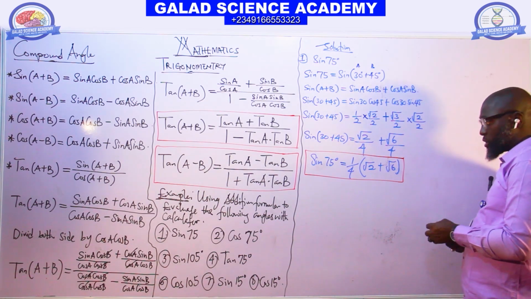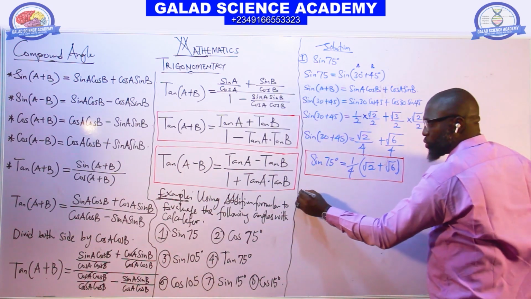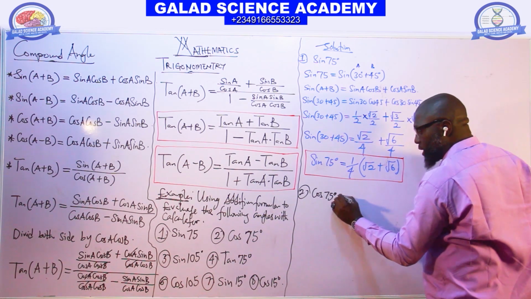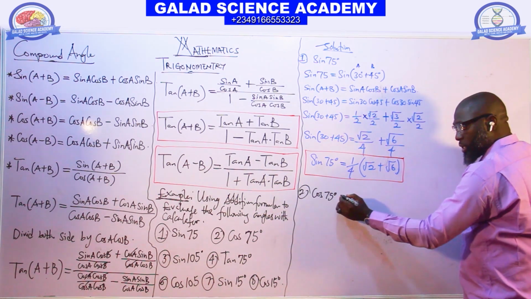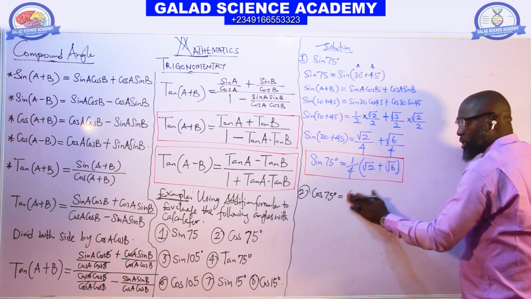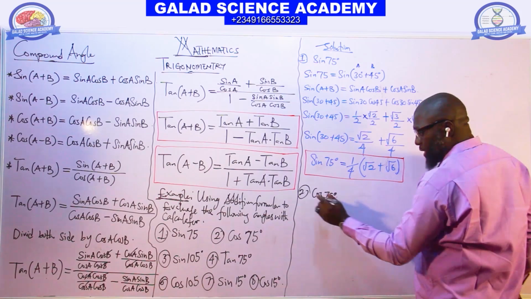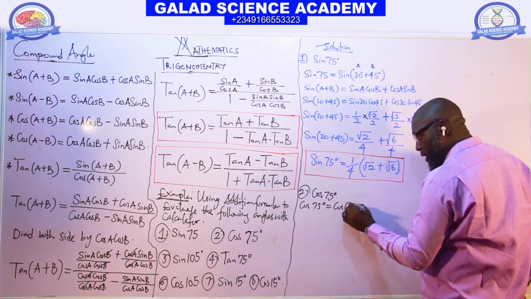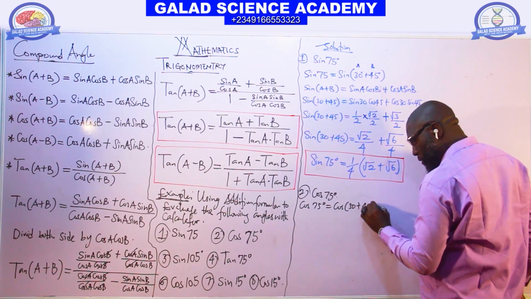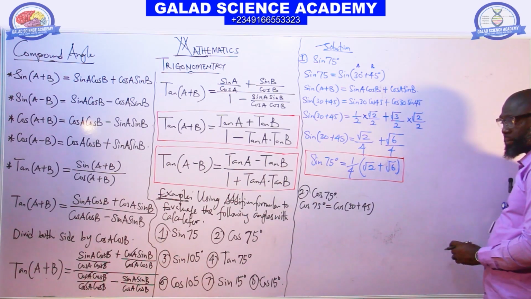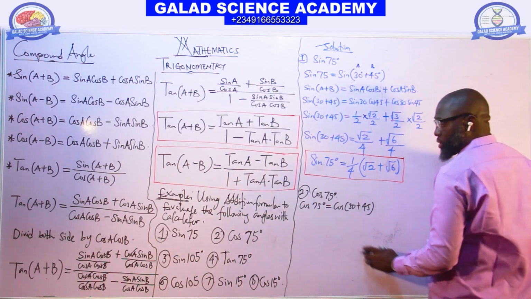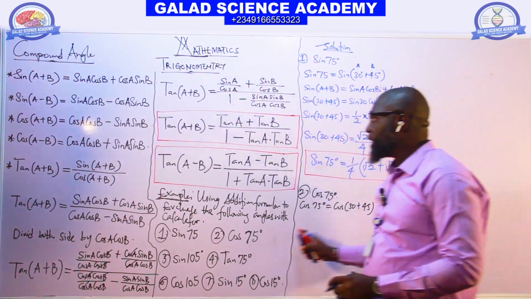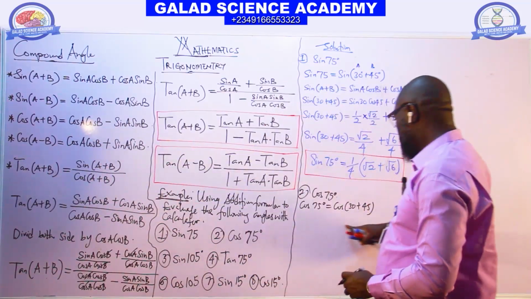To solve the cos, example 2, cos 75 degrees is the same thing as cos of 30 plus 45. That's how you split it. It is almost the same as the previous one; you just apply this formula here to solve it.